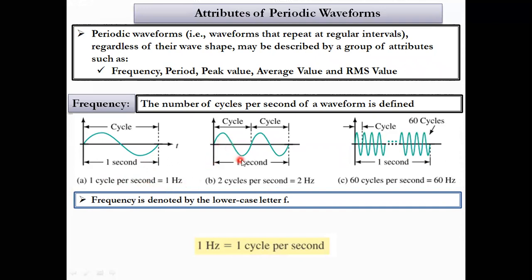Take the second waveform. This one is one cycle, another is the second cycle. Two cycles are covered within a duration of 1 second, so it is 2 hertz. If we cover 60 cycles within a duration of 1 second, it is 60 hertz. This is the US standard frequency, 60 hertz. Our Indian standard frequency is 50 hertz. Frequency is denoted with the letter f, and the units are hertz or cycles per second.